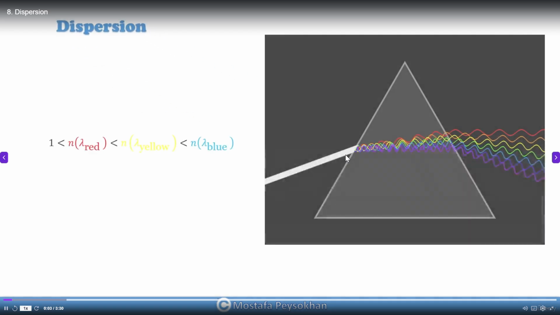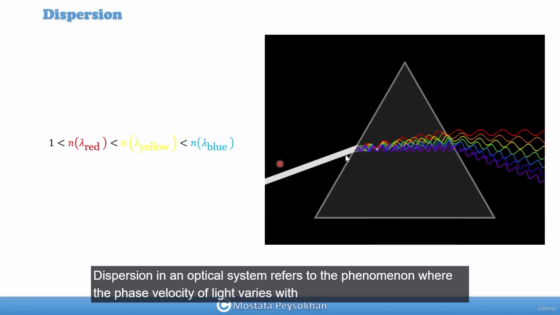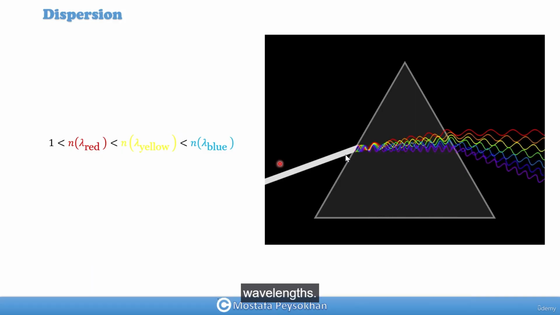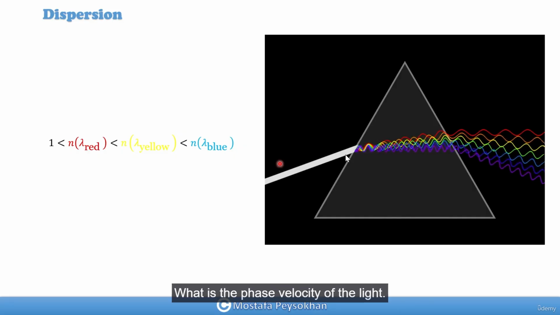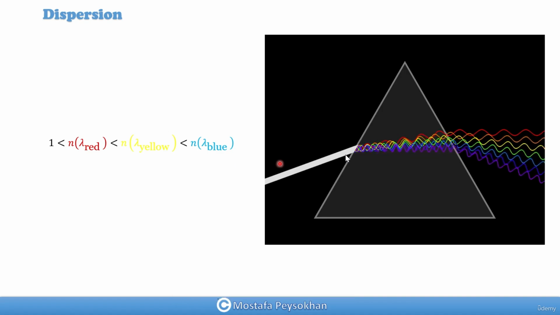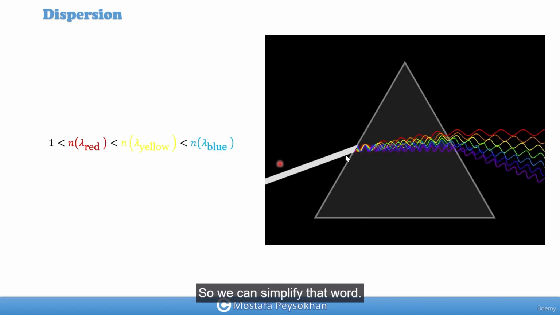Dispersion. Dispersion in an optical system refers to the phenomenon where the phase velocity of light varies with wavelengths. So first, we need to talk about the phase velocity. What is the phase velocity of the light? So we can simplify that word.